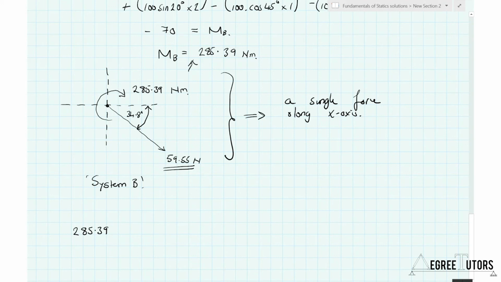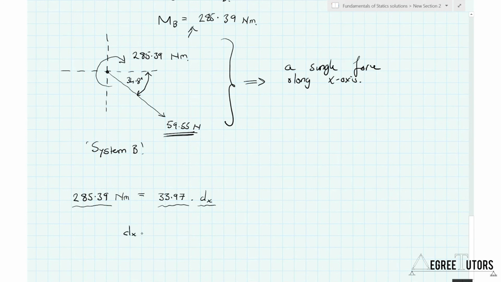I need to generate that moment. Okay, I can't directly apply it like I have in system B. So I must essentially generate the moment using the vertical component of this force, 59.55. So essentially take the moment that I need to generate and let that equal the vertical component of the force that I have at my disposal, 33.97, multiplied by a lever arm, which we will label dx. So this vertical component times some lever arm dx, which I need to find, equals the moment that I need to generate. So that simply allows me to determine dx equal to 8.4 meters. Okay, let's call that system C.